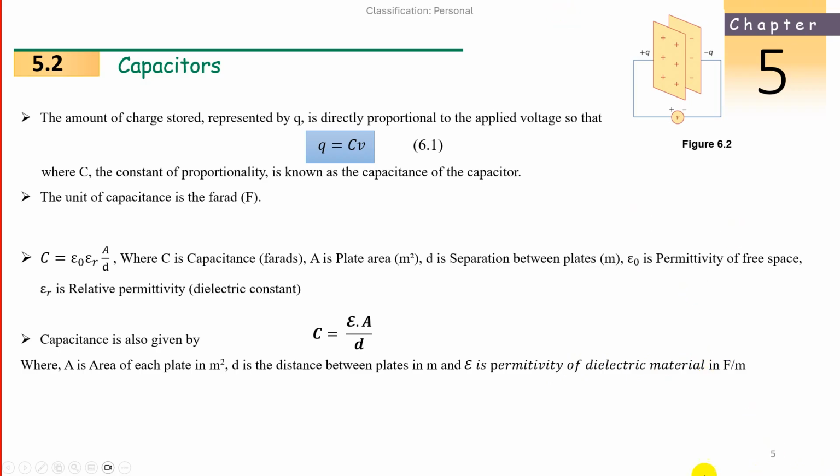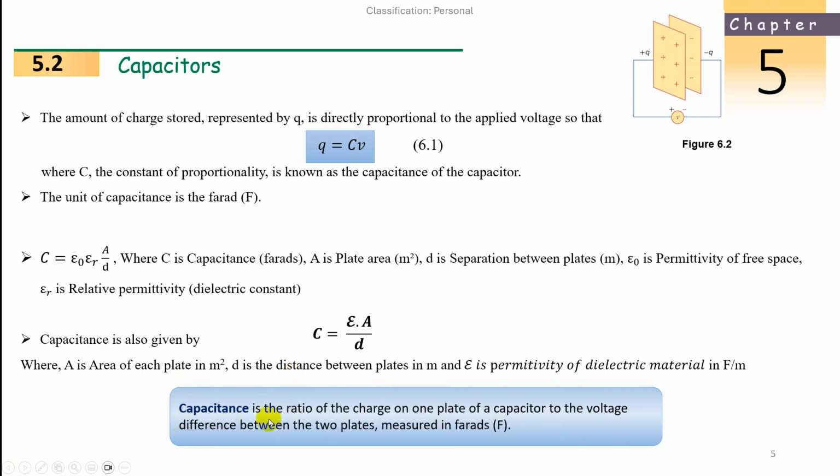Only one material we are using here, dielectric. We are not talking about free space. So these two are the equations. If they are not giving the free space value, you can take it as one. So we only substitute the epsilon naught R value. That's it.